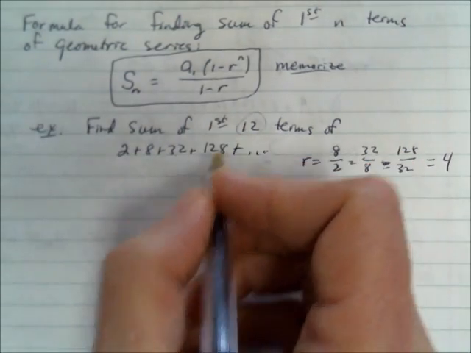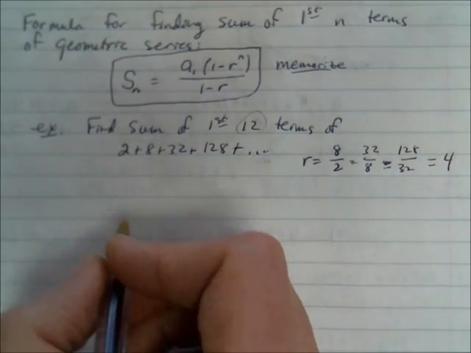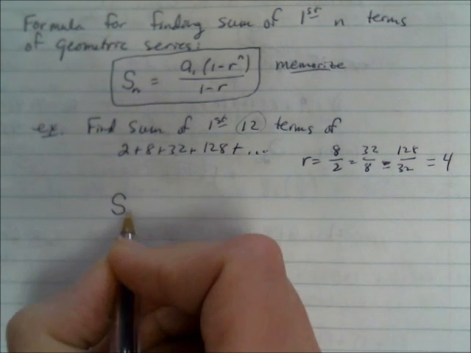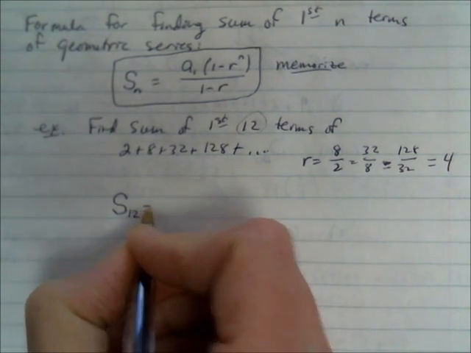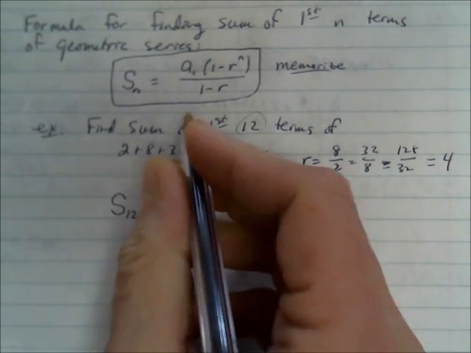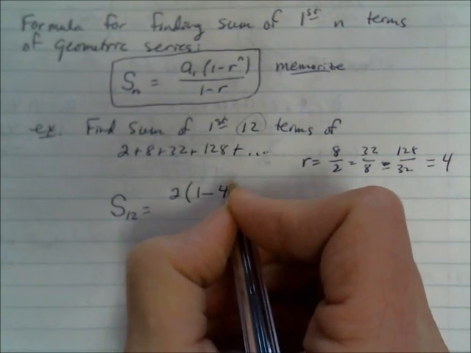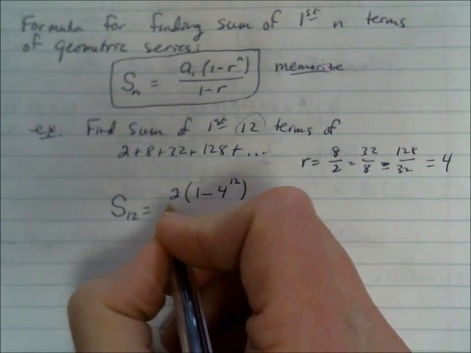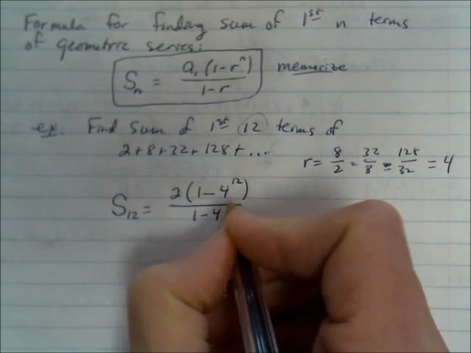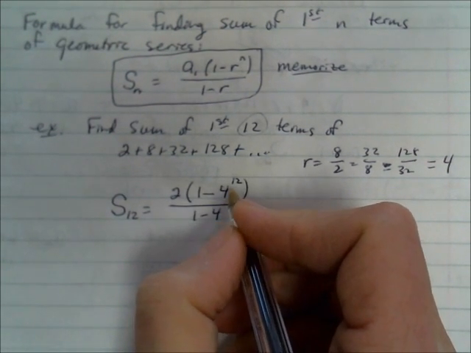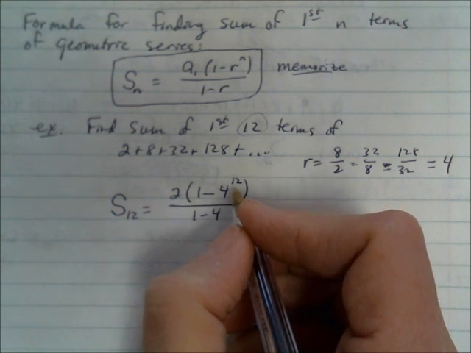So if we want the first 12 terms, then n equals 12. So the sum of the first 12 terms is equal to the first term, 2, times 1 minus the R value, 4, raised up to the 12th power, divided by 1 minus 4. And I would let you use, of course, a graphing calculator because who knows what 4 to the 12th is.